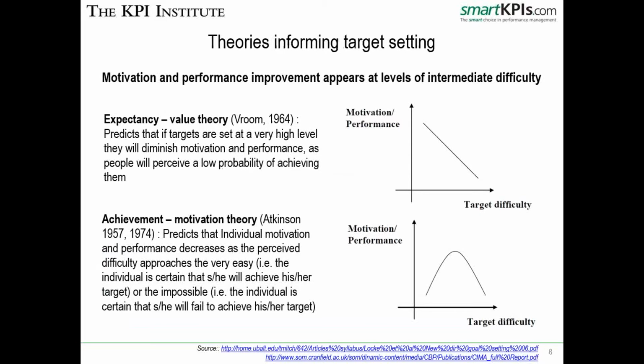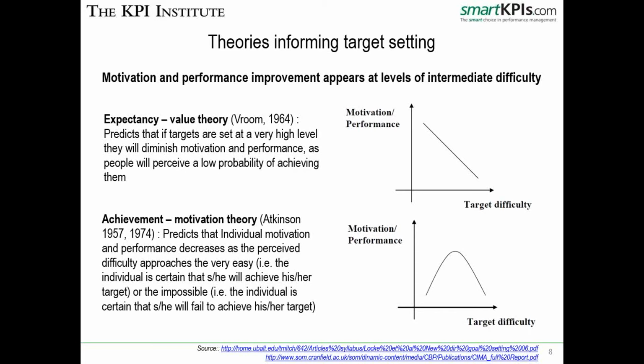Let's start first with the theories that inform the target setting process. There are several of them which were framed over time. Some of them look at motivation and performance improvement appearing when target levels are set at intermediate difficulty. Such theories include the expectancy value theory, which was framed by Vroom in 1964. This theory in particular predicts that if targets are set at a high level, they will diminish motivation and performance, as people tend to perceive a low probability of achieving them.